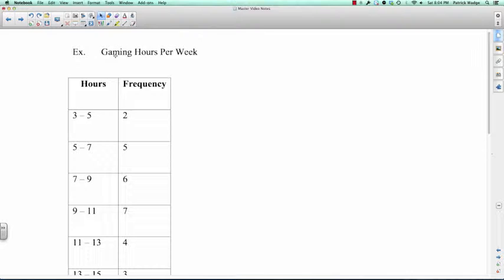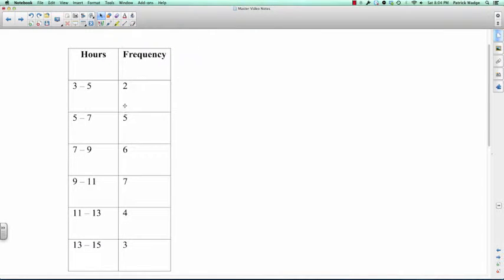Okay, last question here. Someone asked some kids, I didn't do this, it's out of a textbook, how many gaming hours they played per week. I feel so stupid saying that. But anyway, this is what they came up with. 2 kids said they played between 3 and 5 hours, 5 played between 5 and 7, etc.